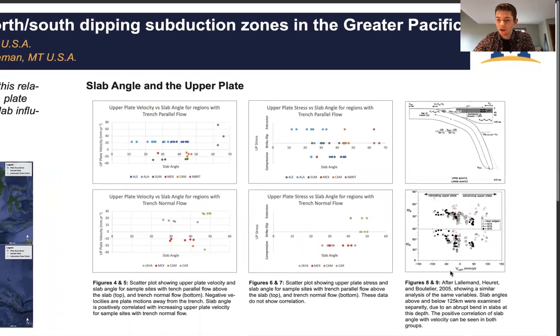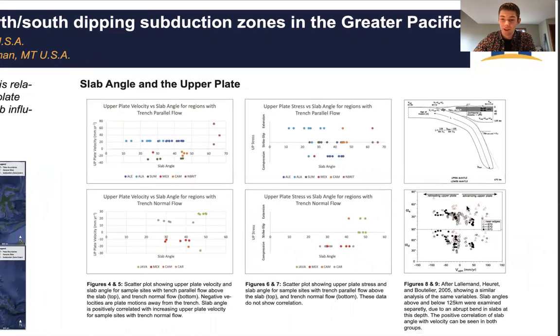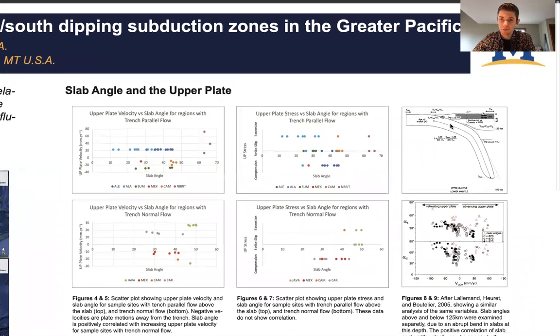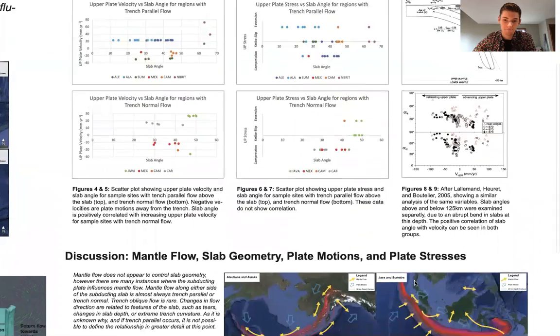And interestingly, Lallemand, Heuret, and Boutelier in 2005 found this exact same relationship. They looked at it a little differently. They split the slab up into an upper and lower section, but if you see, you've got the same trend, increasing velocity and increasing slab angle.